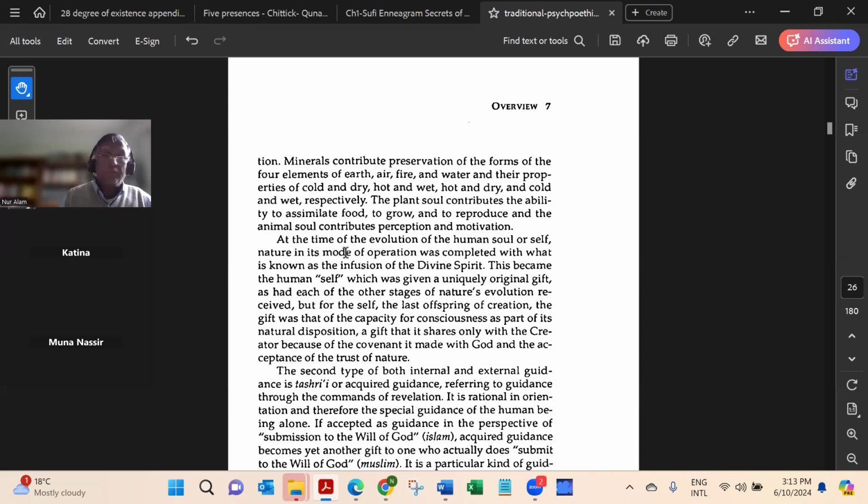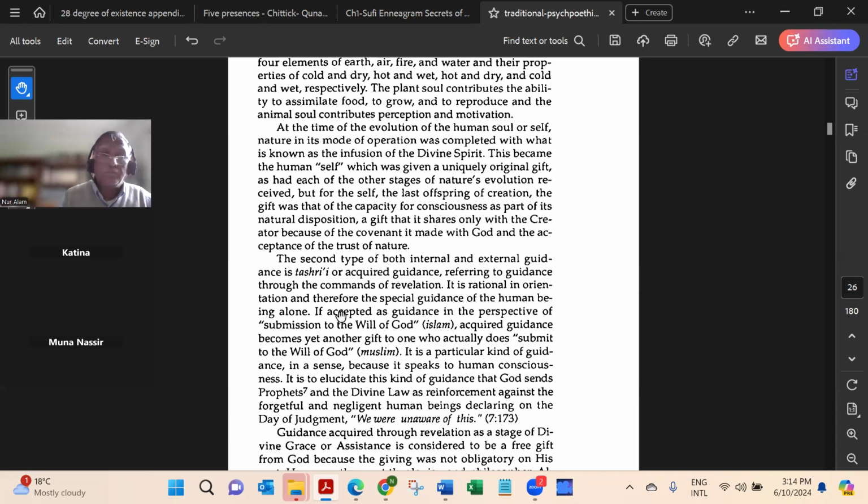The second type of both internal and external guidance is tashri'i, or acquired guidance, referring to guidance through the commands of revelation. It's rational in orientation and therefore the special guidance of the human being alone. If accepted as guidance in the perspective of submission to the will of God, Islam, acquired guidance becomes yet another gift to one who actually does submit to the will of God, a Muslim. It is a particular kind of guidance, in a sense, because it speaks to human consciousness.